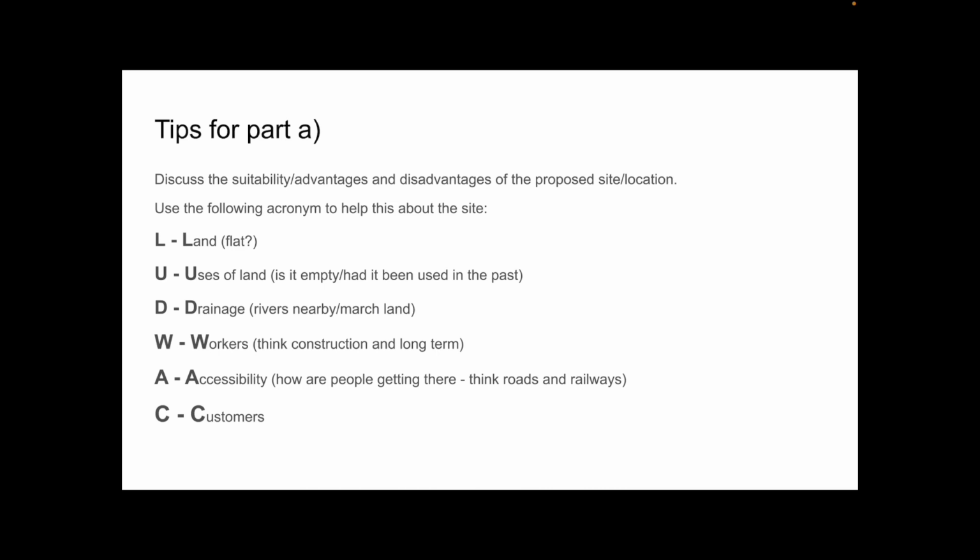Workers I think are a really good one. You're always going to need construction workers. So where are your workers going to come from during construction? Is there a little town or a village nearby? Great, name it, get your map evidence mark. But also, are you building something that's got long-term workers? Okay, so is it like the Eden Project, or is it a hotel and leisure centre? You're going to need people to work all year round.